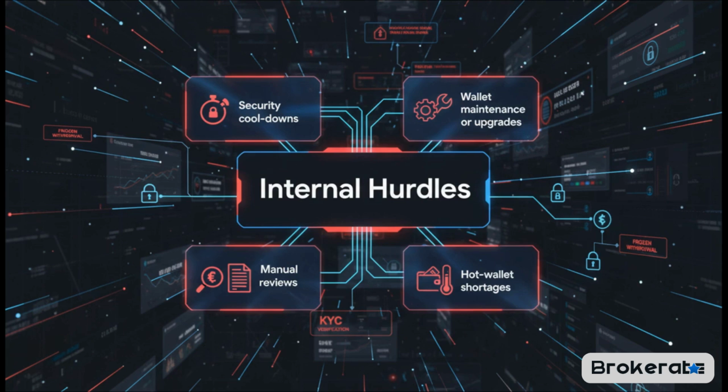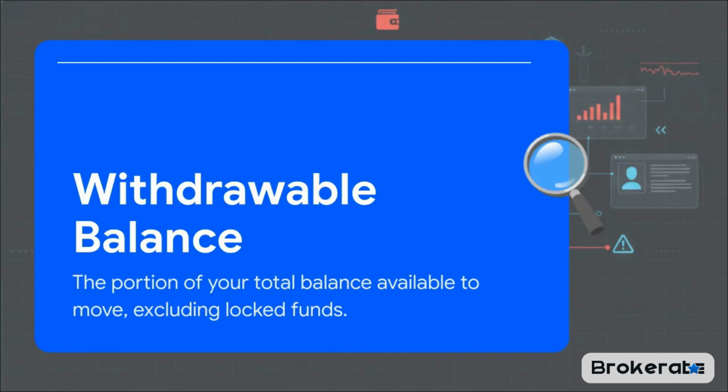So the crucial point here is understanding the difference between your total balance and your withdrawable balance. Your withdrawable balance strictly excludes funds that are locked up. We're talking about open limit orders, collateral for margin positions, or funds tied up in staking and earn programs. Honestly, it's a remarkably common mistake. You might see a total balance of 1 Bitcoin on your dashboard and try to withdraw the whole thing, completely forgetting that half of it is locked up in an active sell order you placed 3 weeks ago.